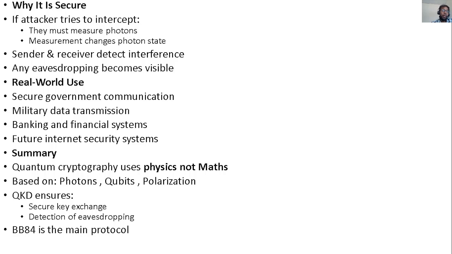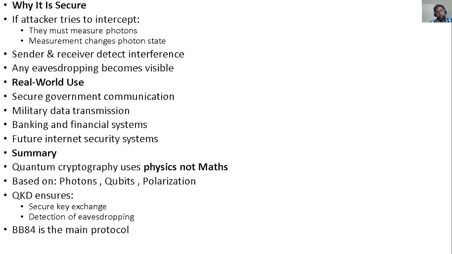Why is it secure? If an attacker tries to intercept, they must measure the photons. Measurement changes the photon state, so sender and receiver detect interference. Any eavesdropping becomes visible. Real world uses include secure government communication. That's all for this.